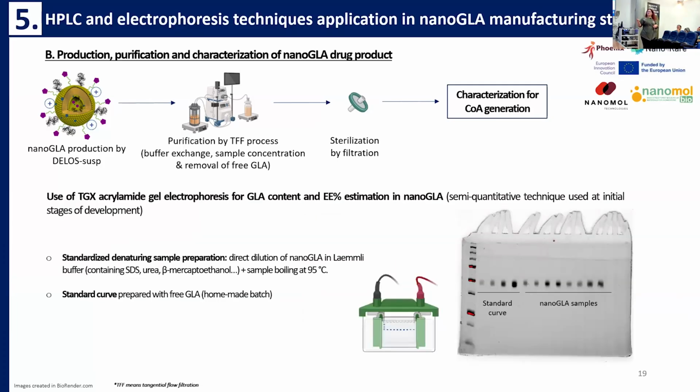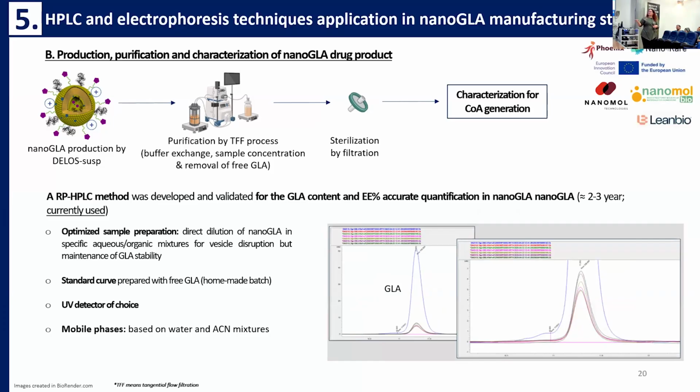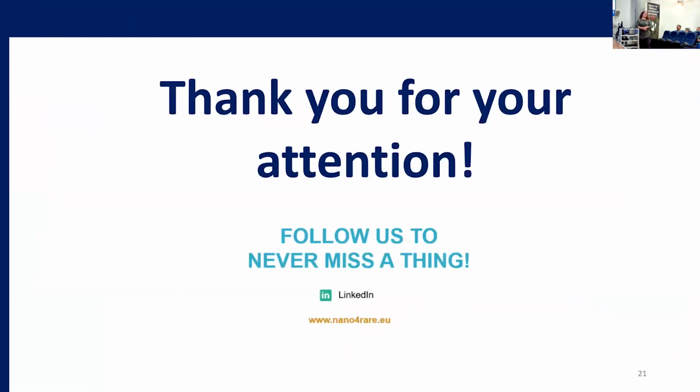And then, in the initial steps of the development of this formulation, we used TGX acrylamide gel electrophoresis for the quantification, or semi-quantification, of the protein content in these samples using a standard curve. But since this is not very accurate, with the help of our Limbio partner we also developed a different reverse phase HPLC method in order to do this specific quantification also by HPLC. And this is all. Thank you.